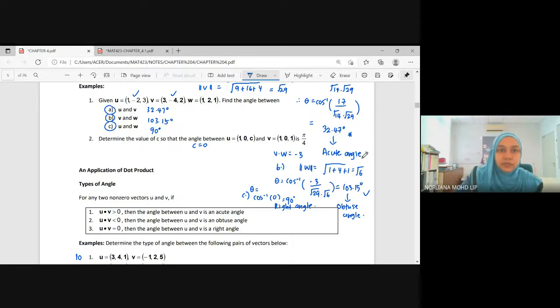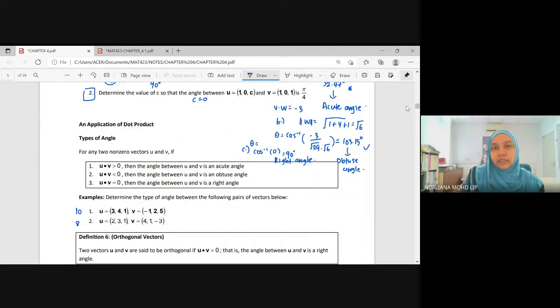Okay, yang ni you boleh try sendiri cari ni. Determine the value of C so that the angle between U and V is equal to pi over 4. Boleh cek sini. So the answer is C equal to 0.